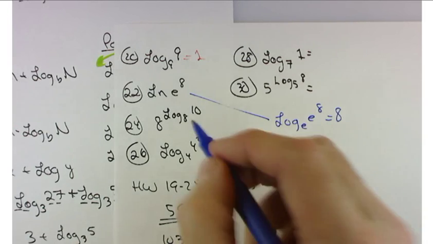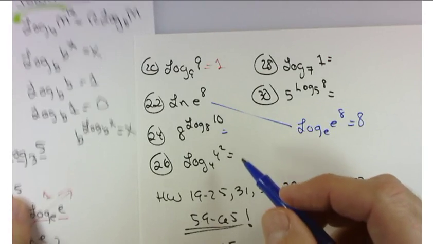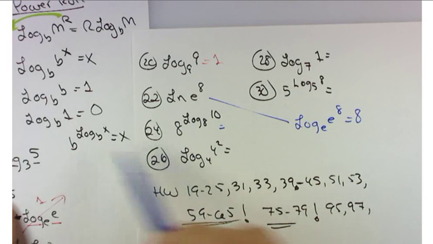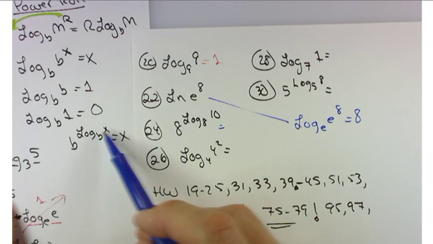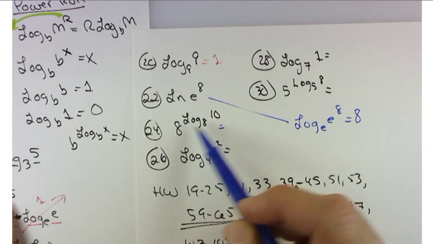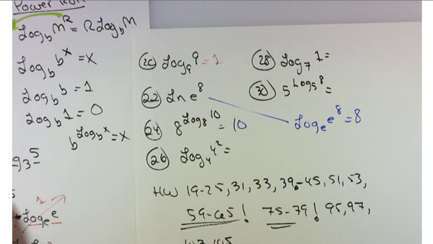And then the next one down. Again, you've got the bases being the same. So this is kind of like this one, right? B to the log base b of x cancels to x. Well, instead of an x and a b, I've got 8 and 10. The bottom line is that you get a 10 here. Okay? How about this next one?